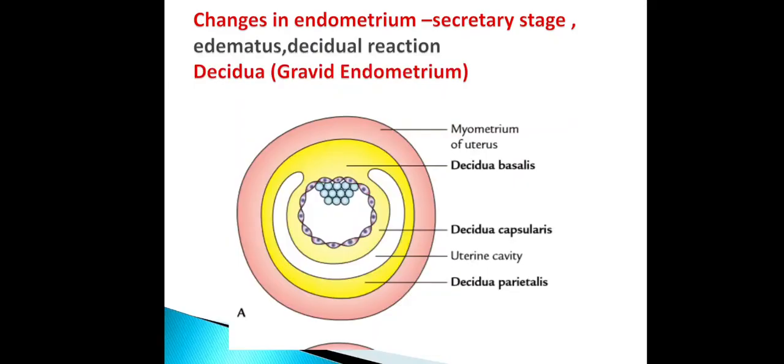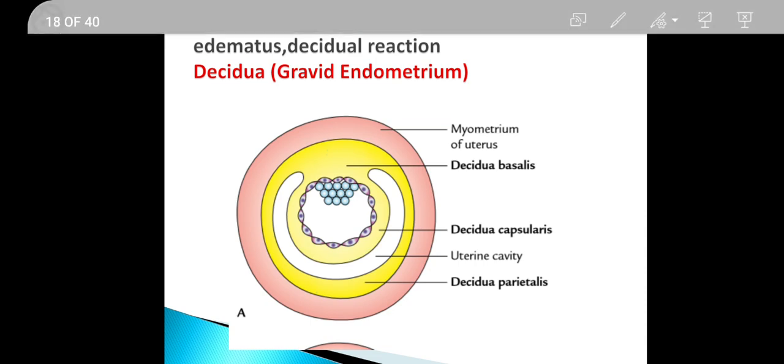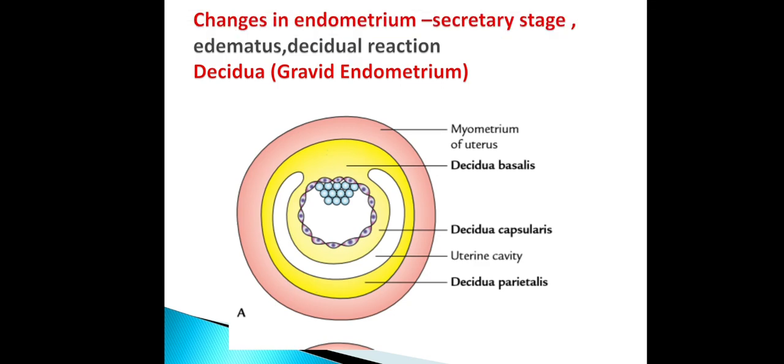Now what is decidua and what are the changes occurring in the endometrium during formation of the placenta? There are changes occurring in the endometrium for providing nutrition to the baby. So the endometrium is in a secretory stage, and it is edematous, and there is decidual reaction. First, what is decidua? I have told you that decidua is nothing but the endometrium of the uterus after implantation of the blastocyst.